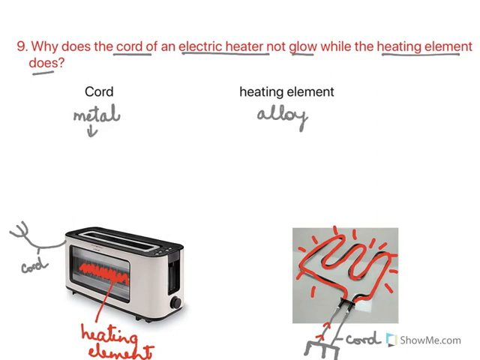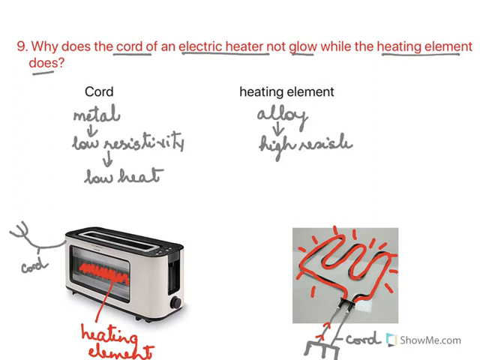This is the difference. Metals have low resistivity, and because they have low resistivity they produce low heat for the same current, but alloys have high resistivity, and because they have high resistivity they produce high heat, and high heat means they begin to glow. It's the same current passing through both. Here again it's the same current passing through the cord and then going into the toaster, but the heating element will glow, the cord will not glow.